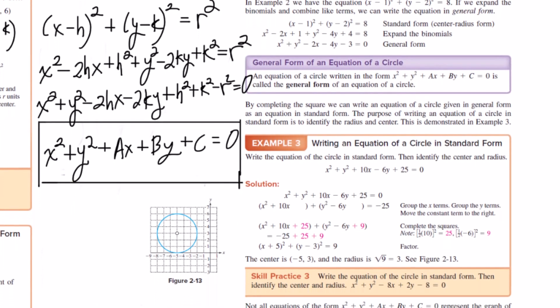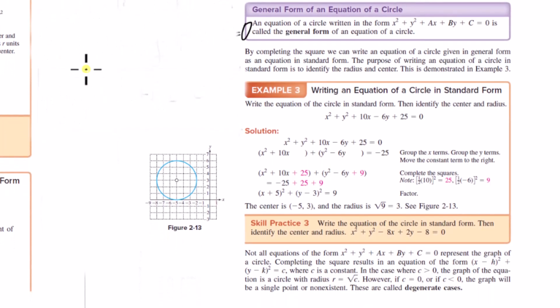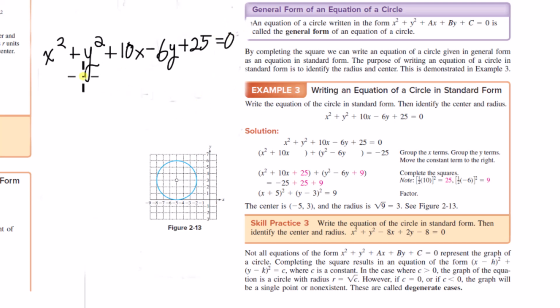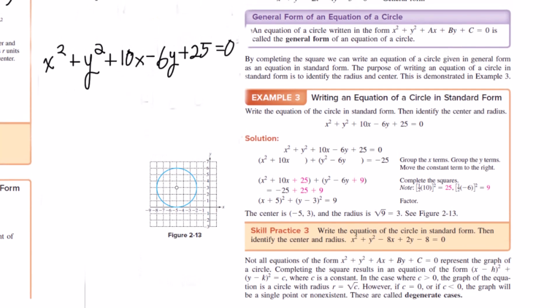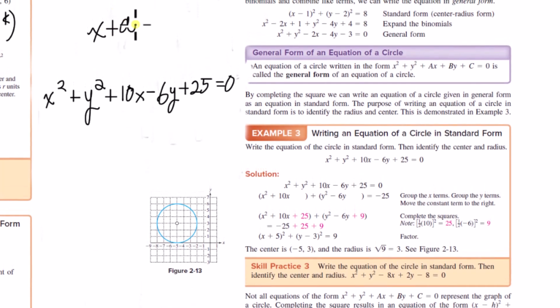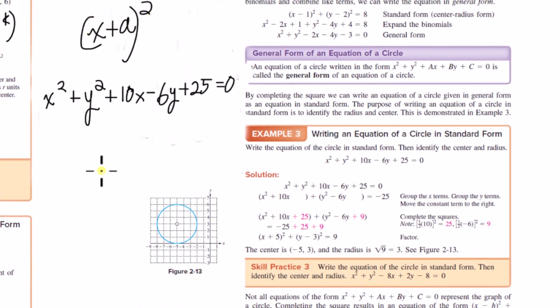For example, if we had x squared plus y squared plus 10x minus 6y plus 25 is equal to 0, how could we convert this into the standard form? What we're going to need to use is completing the square. Because remember, when we complete the square, we get something like this, and that's exactly what we're looking for to get to the standard form.